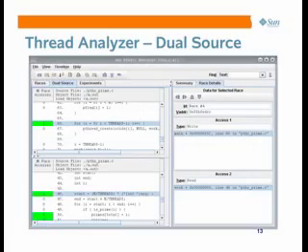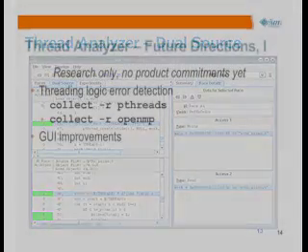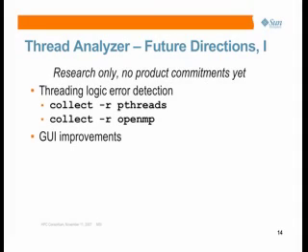What we're doing in the next release, or what we're working on for the next release, are threading logic error detections, that is, collect -r pthreads, which will show you errors in how you're using your pthreads, and collect -r openmp, which will show you logic errors in using the OpenMP runtime. And we're working on GUI improvements.